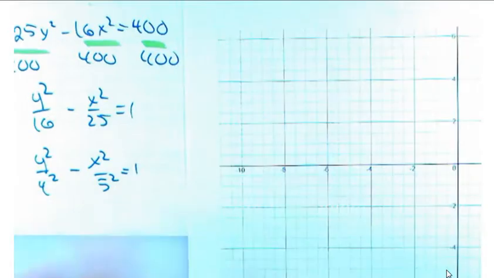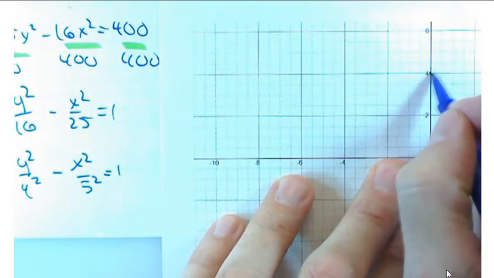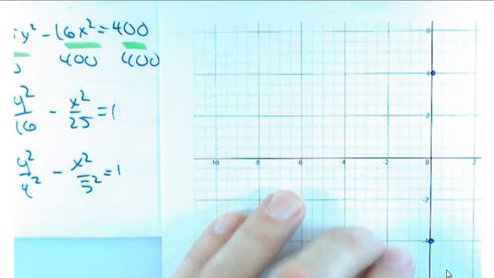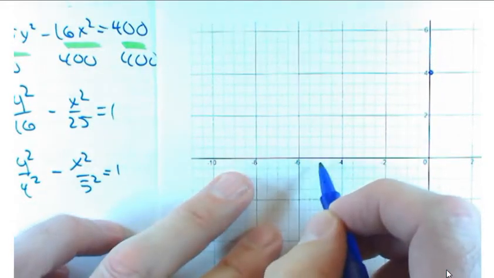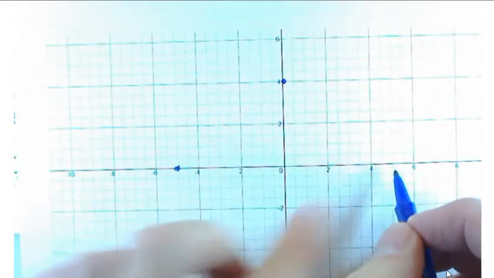In the y direction, I've got to move a distance of 4. So that'd be 1, 2, 3, 4 up and 4 down. This is going to open up and down. In the x direction, I'll move a distance of 5. So over here and then over here.